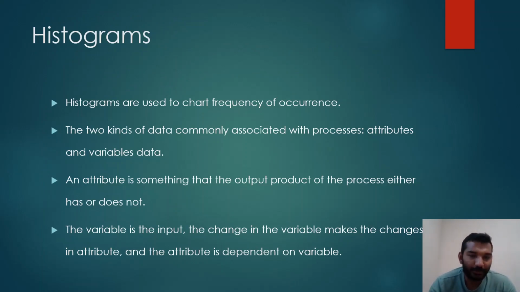And then histograms. Histograms are used to chart frequency of occurrence. The two kinds of data commonly associated with this process are attribute and variable data. Attribute is something that is the output. Attribute is dependent on the variable. Variable is the input. A change in the variable makes a change in the output. So if you give something to the input, it will automatically change the output. Different inputs give us different output results.